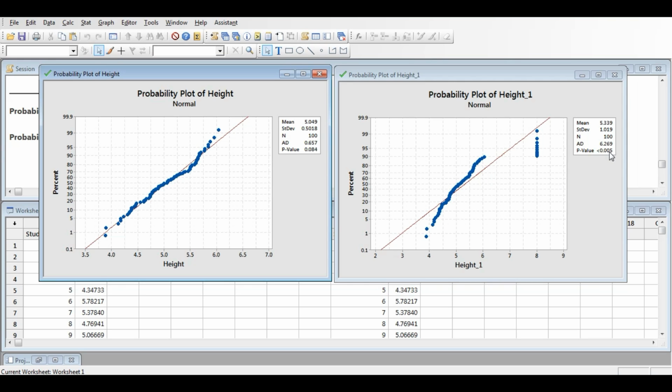One of the reasons we're required to do the normality test is that for many of the statistical validations we do through hypothesis testing, we're required to find out whether data is normal or non-normal.